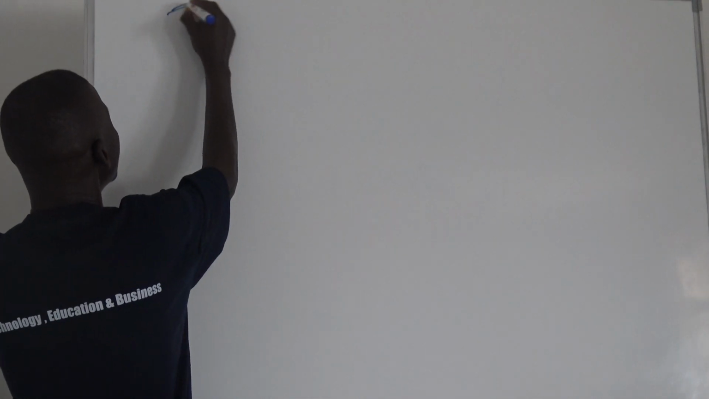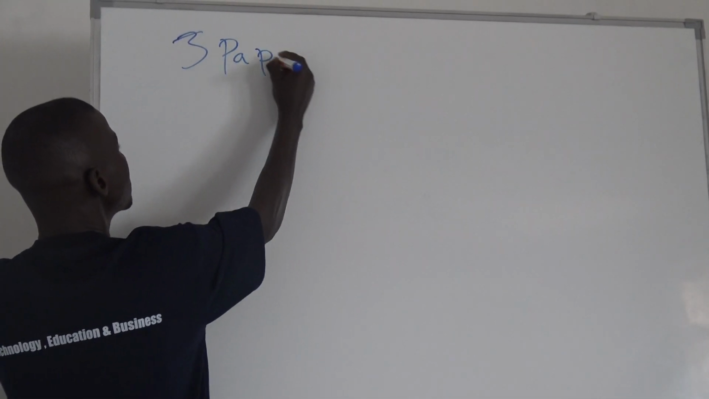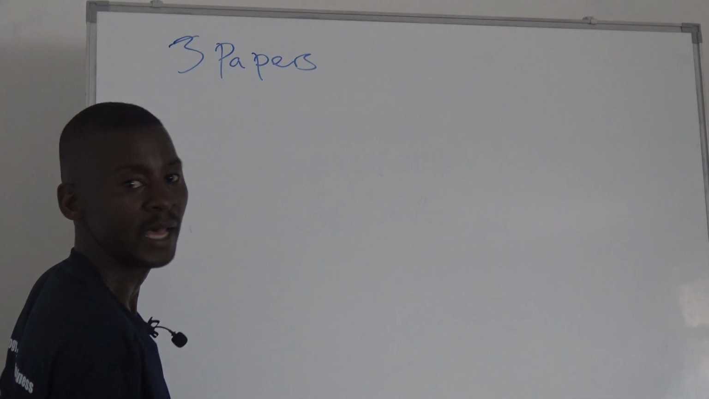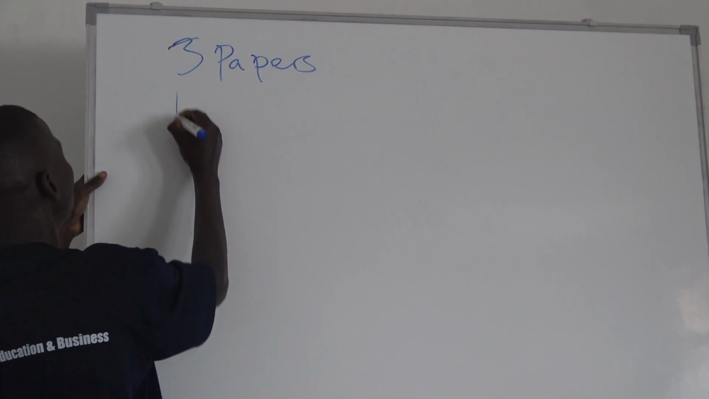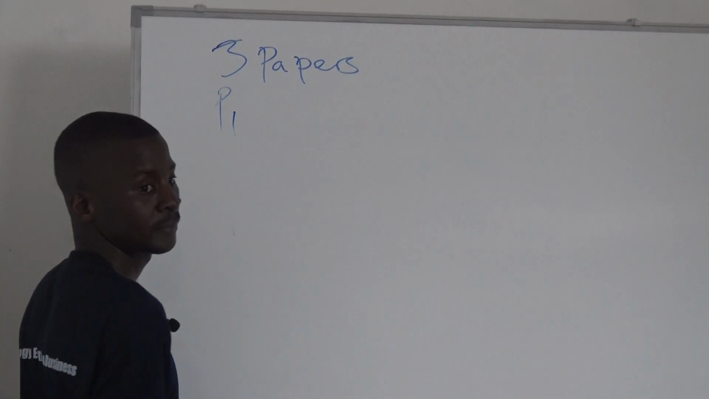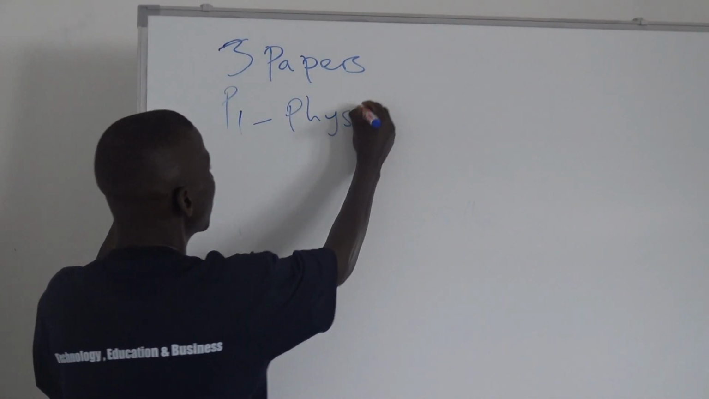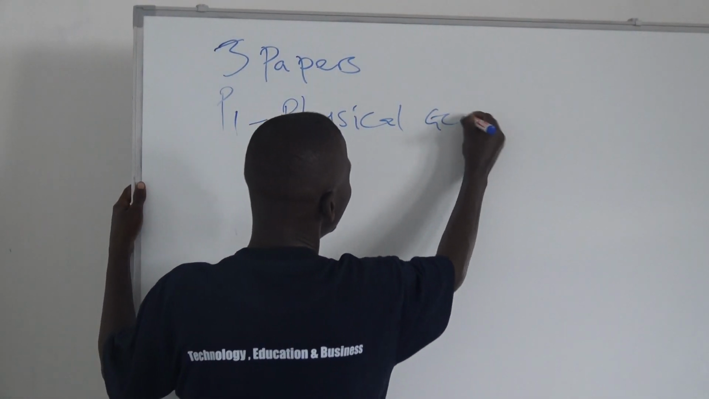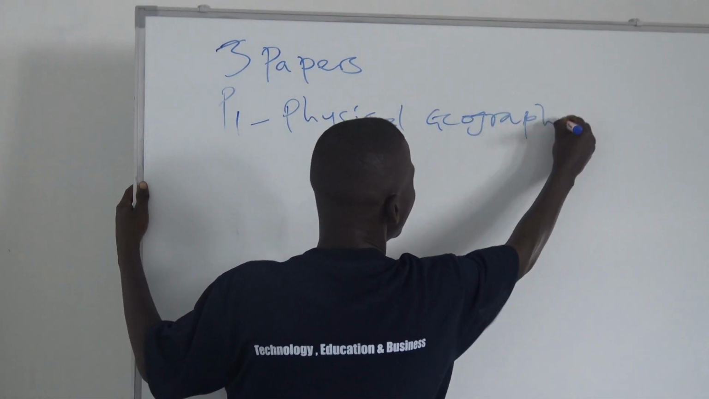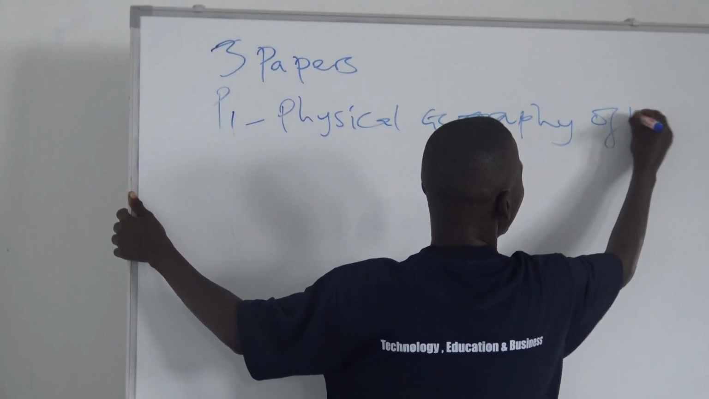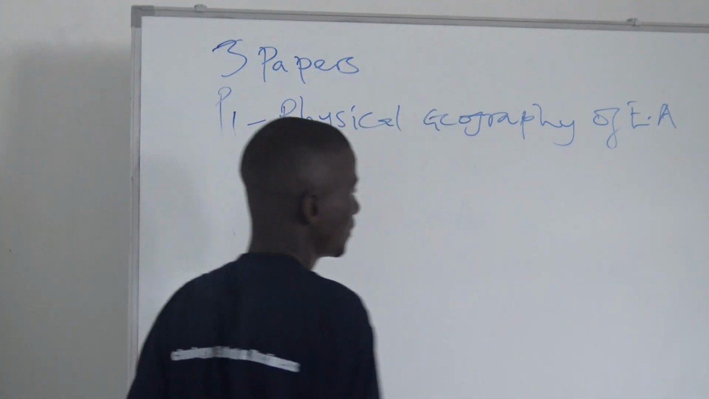A level geography has three papers. That is geography paper 1. This one is also called the physical geography of East Africa. That's paper 1.